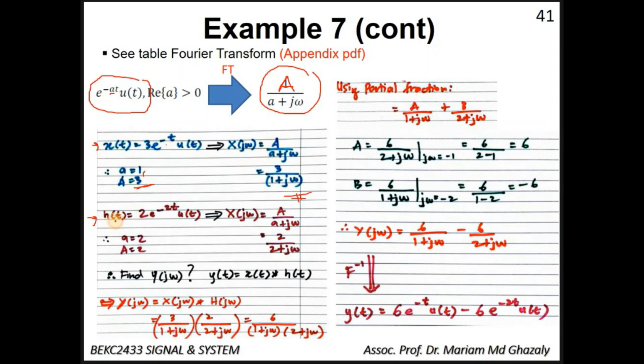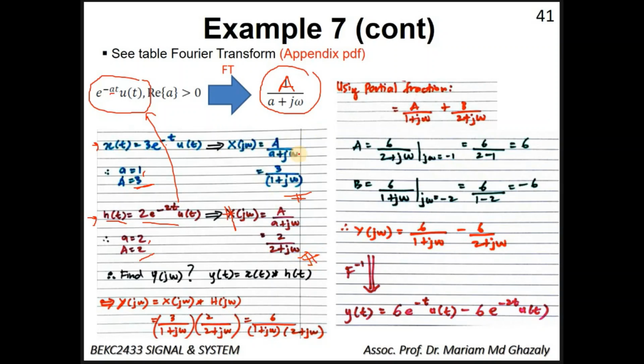The second equation, ht, is given by 2e^(-2t) ut. By comparing with this equation, you find out that the capital A value is equal to 2 and small a is equal to 2 also. So write out the value for H(jω), which is equivalent to A over a plus jω. So you have 2 over 2 plus jω.